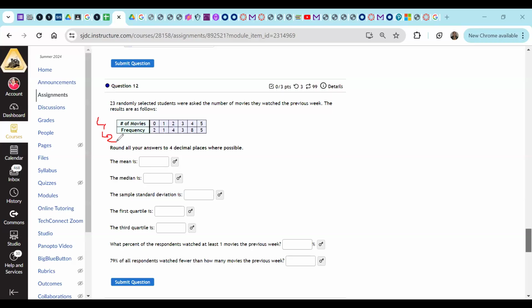And then you go to stat again. This time choose calc and calculate your mean, your median. Let me know what you find for the mean and the median.